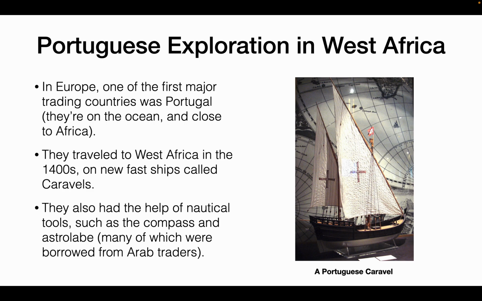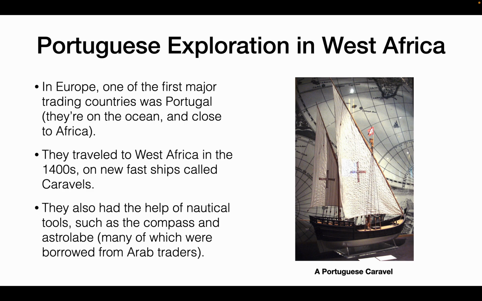So, how did the Europeans get into this story of West Africa? Through trade. In Europe, the first major trading country that we see is the Portuguese. They are coastal, they're on the ocean, they're pretty close to Africa. And they traveled to West Africa in the 1400s. They had developed a new sort of ship called the caravel, and the caravel was faster, it was lighter, it was great for trade.